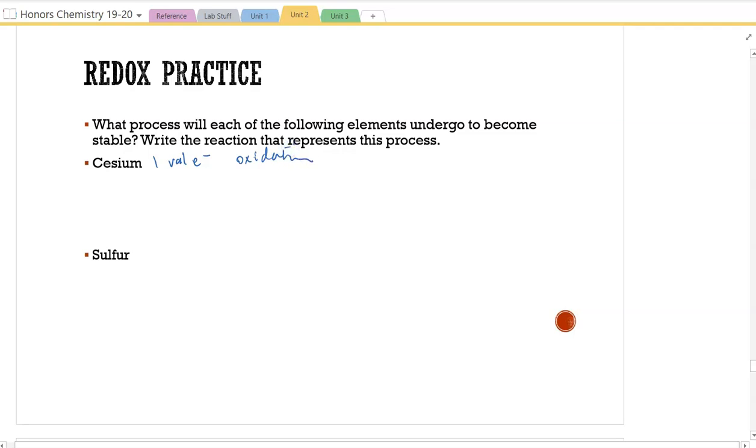And then, as a result, with this information, we can write an equation that represents that. So cesium, symbol is Cs. It's going to lose the electron, so we're going to write the electron as something that is produced from this process. It's lost by this cesium. And then, as a result, whatever's left over is now going to be Cs+, because it lost a negative electron.